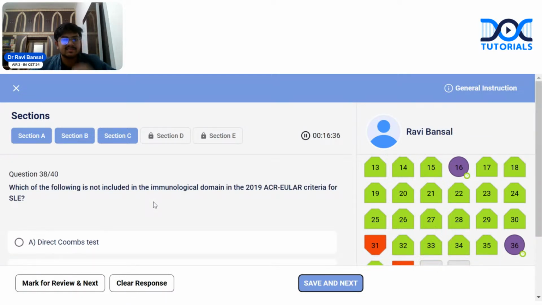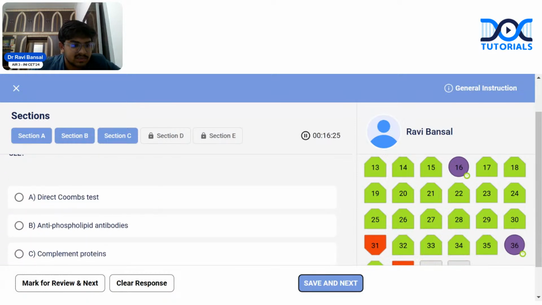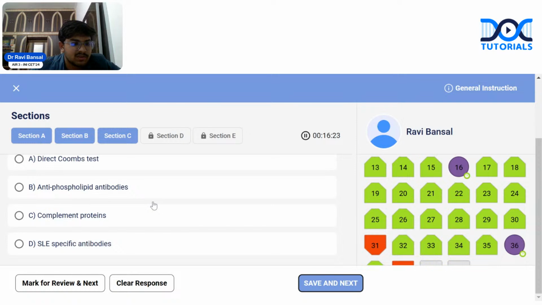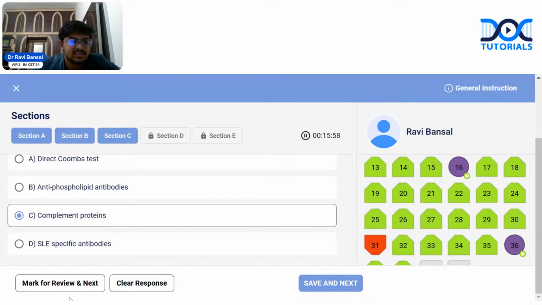So these criteria have 11 domains. I do not remember them all, but let's see the options: direct Coombs test, antiphospholipid antibodies, complement proteins, SLE specific antibodies. ANA and SLE antibodies are in the laboratory criteria. Direct Coombs test or complement protein, I don't remember reading complement protein in SLE criteria. Direct Coombs test, I think this was there, but I'm not sure about the full criteria. So I will just mark for review.